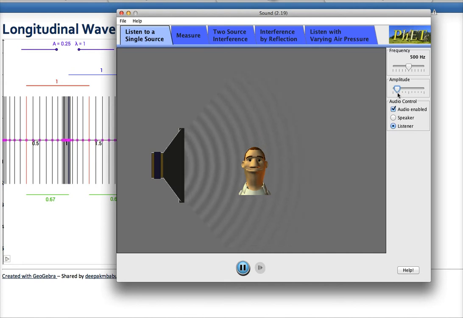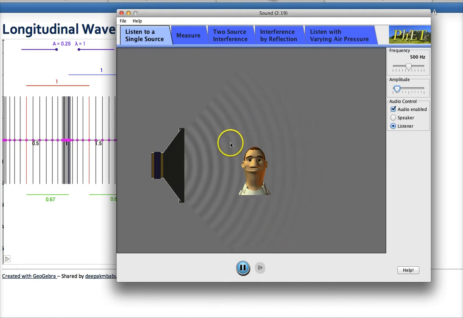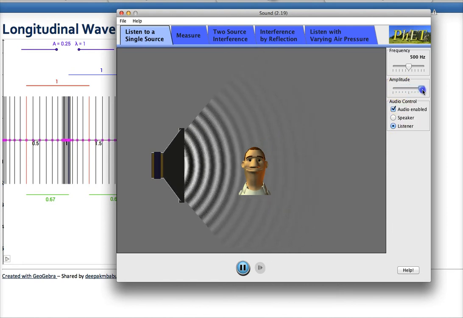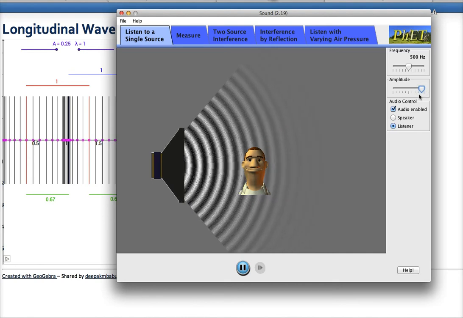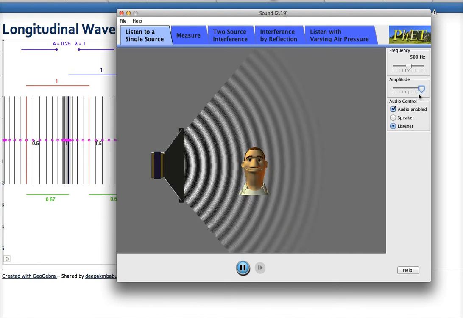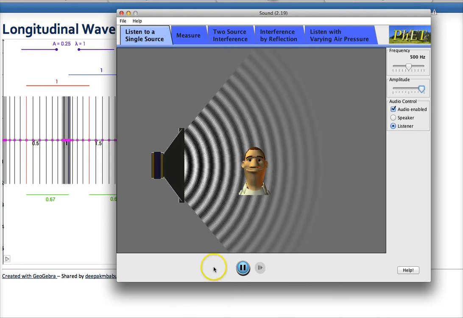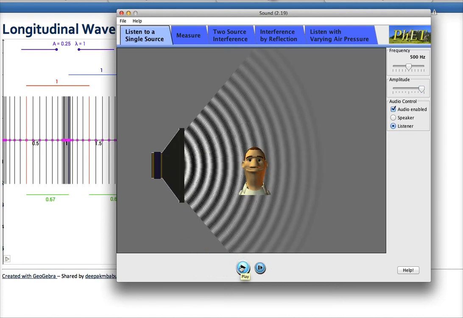Can you see this? As I change the amplitude, the strength of the wavefront changes and the volume of the sound that the listener hears changes. The volume of the sound you're listening to is changing. Yes? Do you agree with that? Let me increase the amplitude, see what happens to the wavefront and the volume of the sound. Okay, clear? How amplitude changes volume?